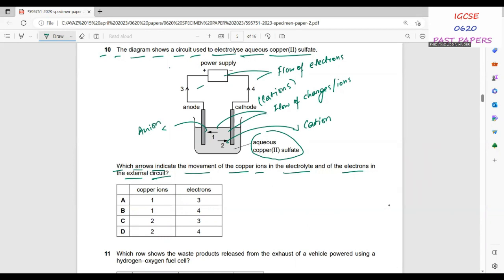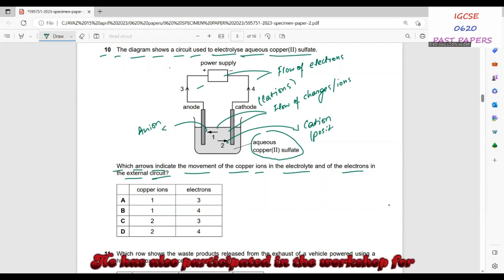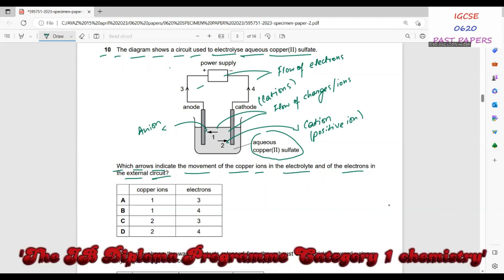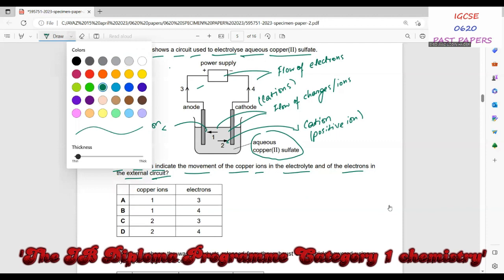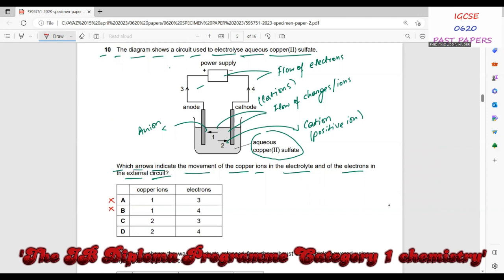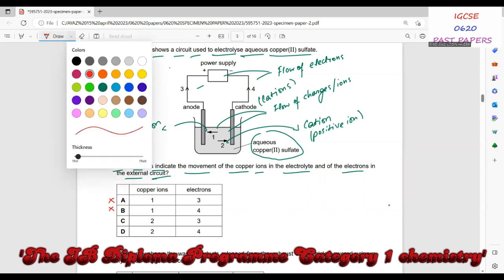The other name for cation is positive ion, and you know that copper 2 ions are positively charged ions. So these will be cations, so the ion will be 2. So automatically choice A and B will be omitted because they are showing copper ions as 1 here. Now we are left with C and D. Either C is correct or D is correct.